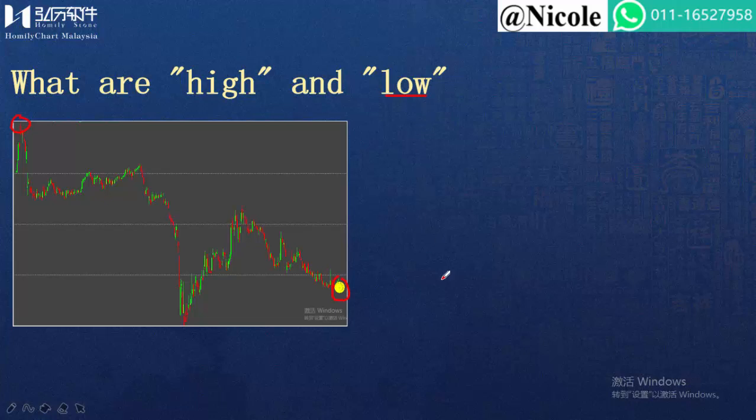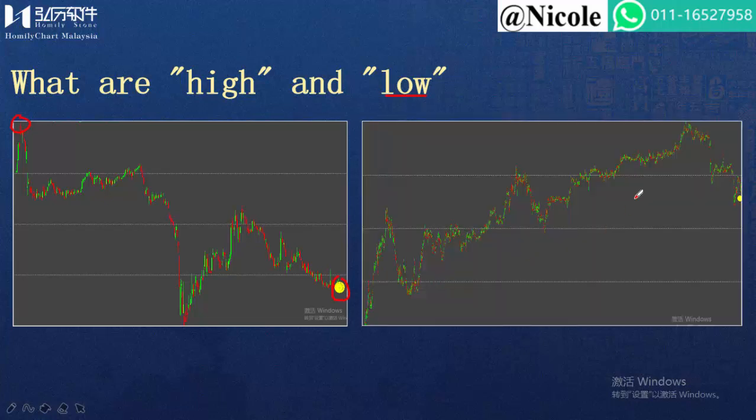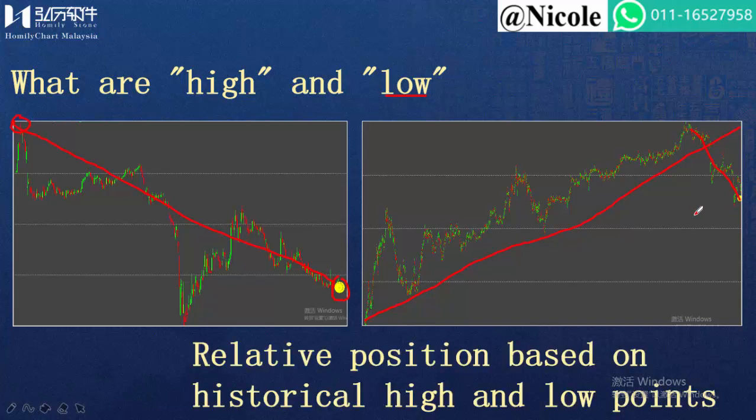But if we zoom out this chart, we find the price is actually here, right? Maybe you want to catch the bottom, but if you see the full picture of the share, you will find this share is still in a downtrend and you cannot see a clear bottom now. So actually it is really high. So we know high and low is a kind of relative position based on historical high and low points.